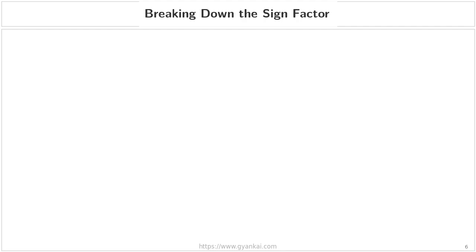Breaking down the sign factor. Now let's break down that sign factor formula so you know exactly how to use it. First, we need to identify our variables.